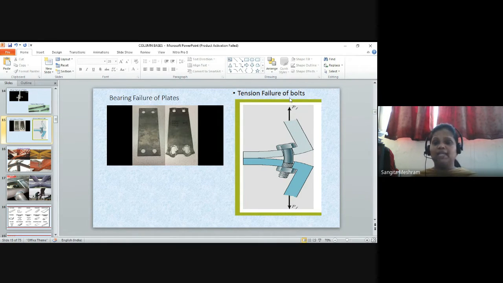Okay, and tension failure will be like this. Just see the figure, the forces are acting, the bolt will have some deformation in between these plates, so this is nothing but tension failure of bolts. You can see in the figure.